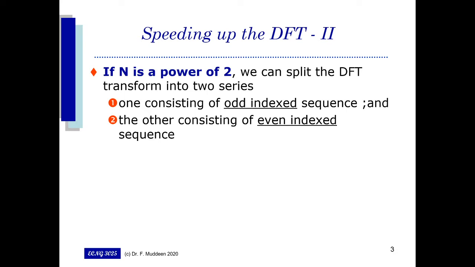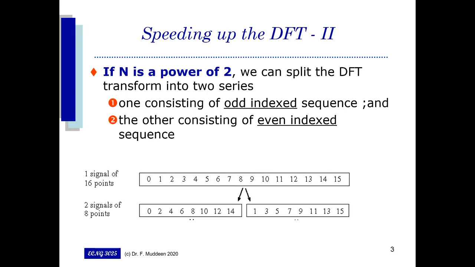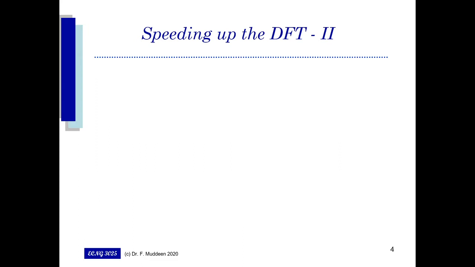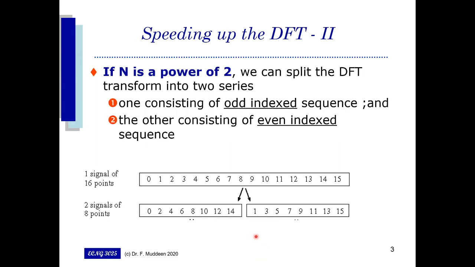So if we had 16 points that we need to do the DFT on, and we took the indexes accordingly for each one of these 16 points, we can separate this into two signals of 8 points, where the even index sequence is grouped by itself, and the odd index sequence is also grouped by itself.